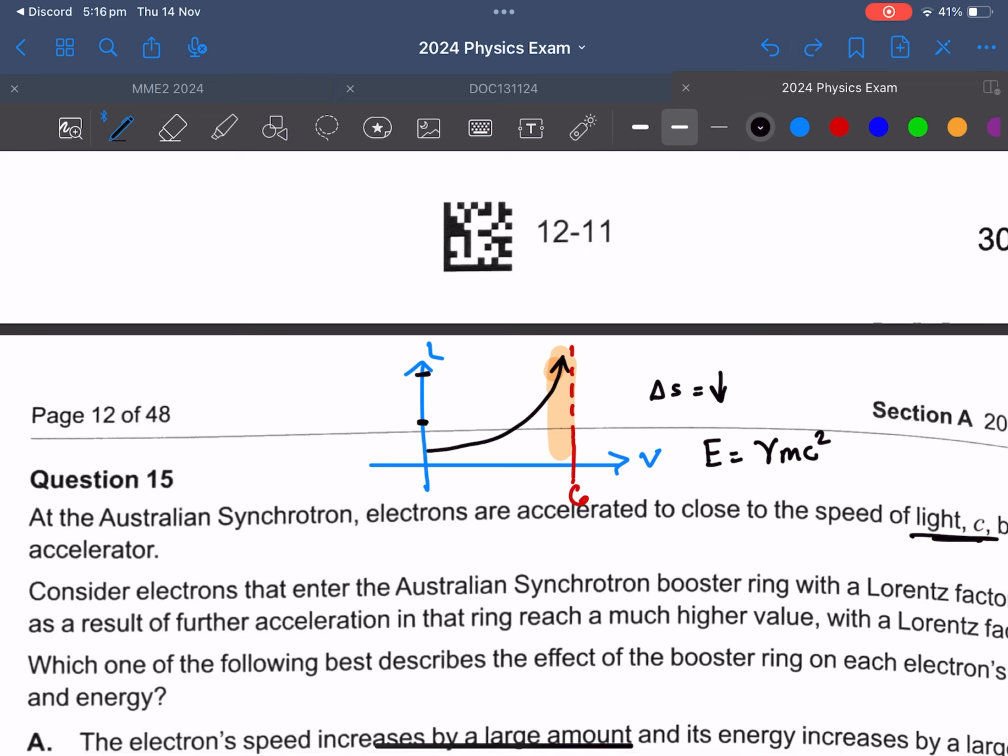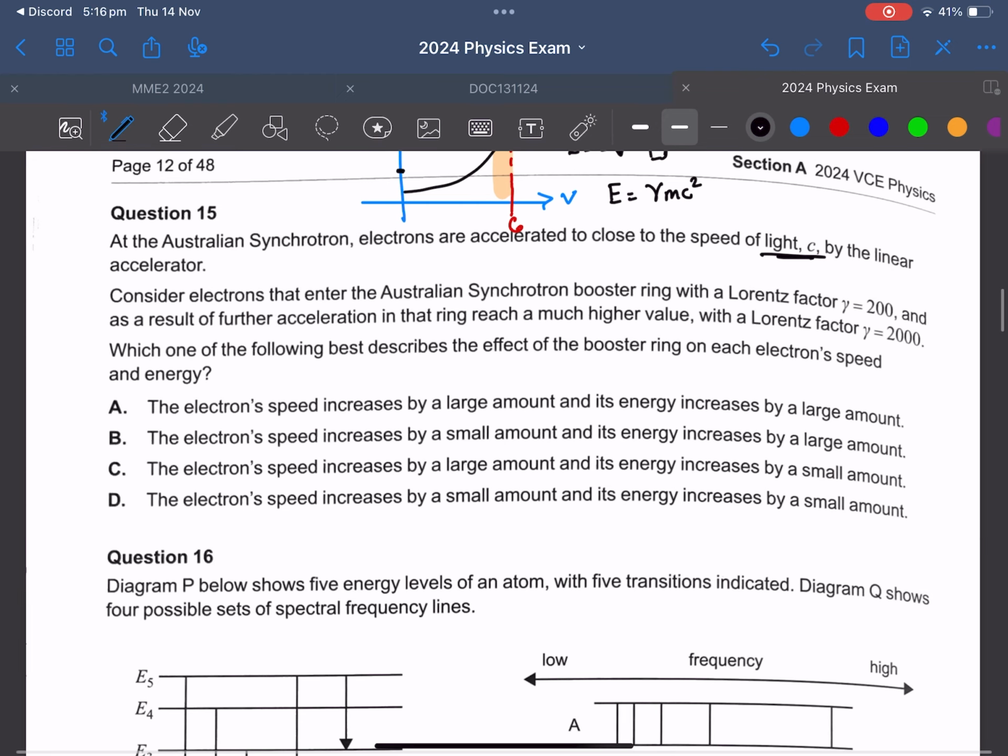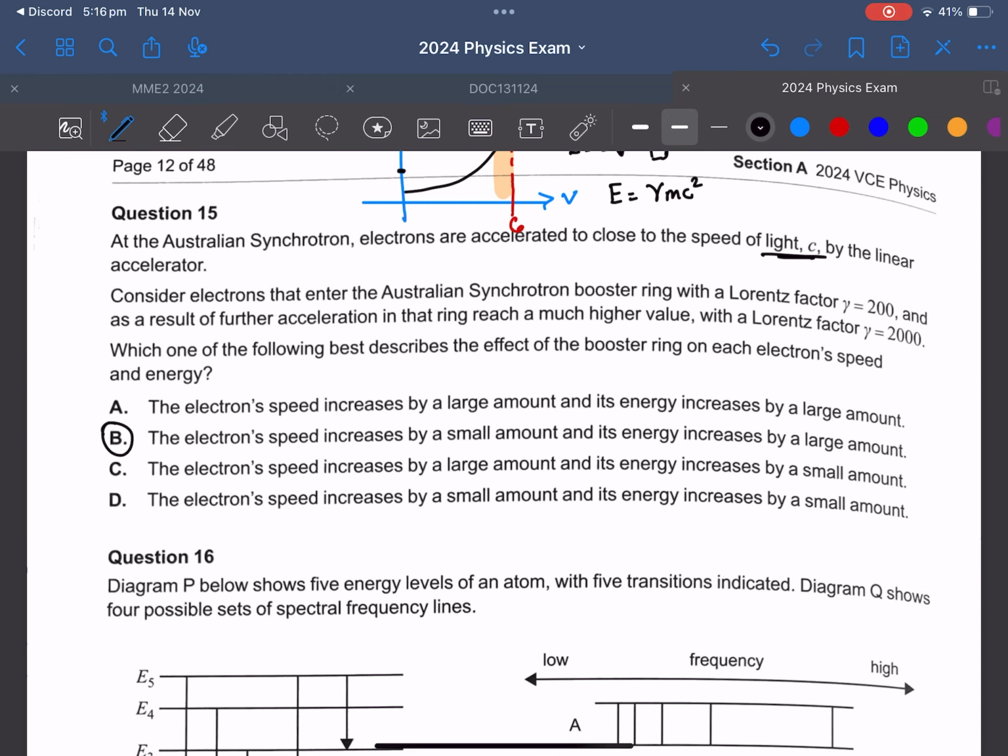So I'm going to say that speed increases by a minimal amount and energy goes up by a lot. So that's what my answer is gonna be. I think I'm gonna go with B for this, but I'm not entirely sure. So if I'm wrong, just let me know.